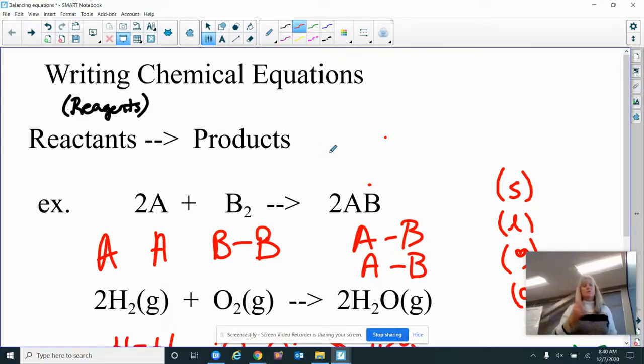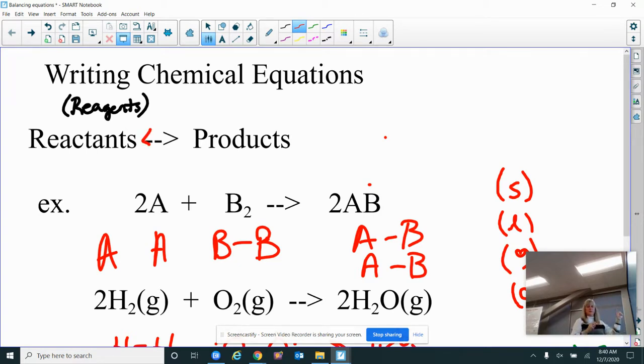Okay, we're gonna do balancing equations today. And so first of all, with writing chemical equations, the way we're gonna write them, the reactants are gonna be on the left, and then we're gonna have an arrow going to products. Okay, so we're going to have reactants on the left, products on the right, and this arrow means makes or is going to. Sometimes you might see a double-sided arrow.